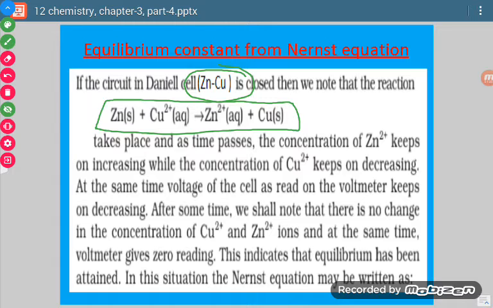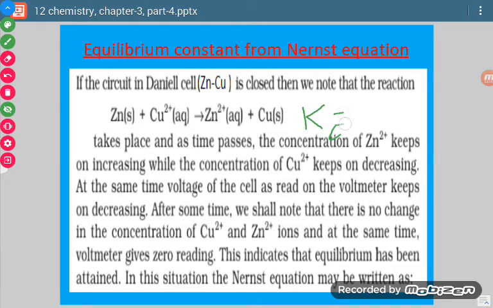Now from this equation we have to write the Nernst equation first. But before that, we can say one thing. We have done equilibrium in 11th standard, in the equilibrium chapter. There you learned how to write the equilibrium constant expression when a reaction is in equilibrium. So for this particular cell reaction, according to the law of chemical equilibrium, we will write the Kc value.